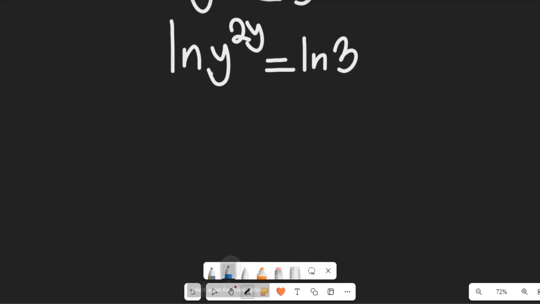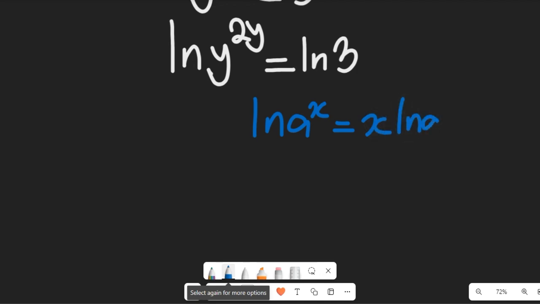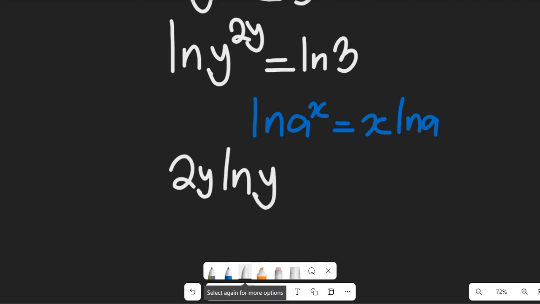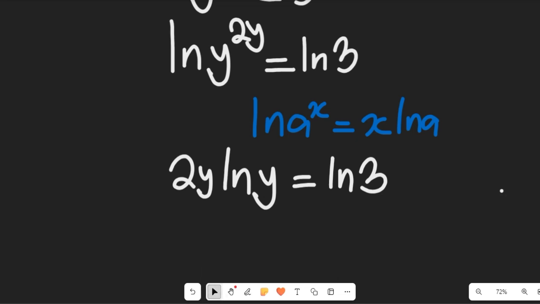Now, recall the law of logarithm that if you have the natural log of a to the power of x, this can be equal to x multiplying the natural log of a, right? Good. And that's the rule in indices, in logarithm. So we'll have 2y multiplying the natural log of y, and this will be equal to the natural log of 3. Great. Now, what do we do next?